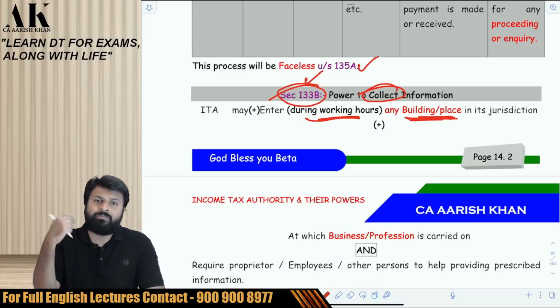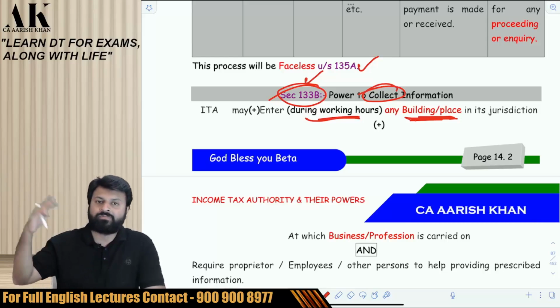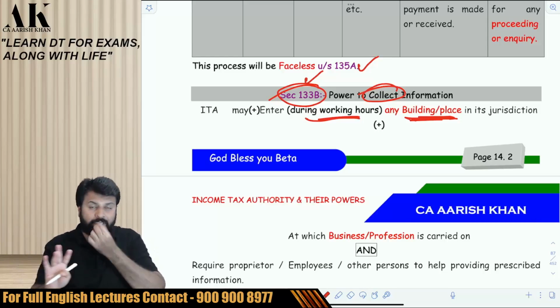They cannot enter a vehicle, vessel, or aircraft. That power is given under search and seizure, which we will see later. That power is not over here. Okay, keep this in mind.